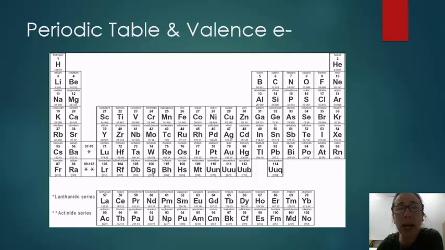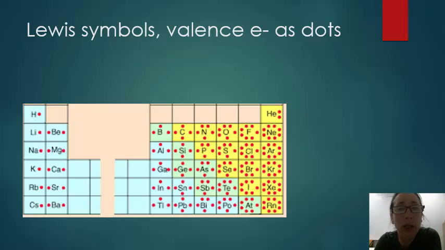Alright, now let's look at Lewis symbols. A Lewis symbol is a way of looking pretty clearly at the valence electrons without having to draw an electron configuration. What a Lewis symbol does is it uses dots to represent valence electrons. It doesn't really matter where that dot is. It can be on the right, on the left, on the top, on the bottom. But if there's 1 valence electron, it's going to be 1 dot. 2 valence electrons, 2 dots.